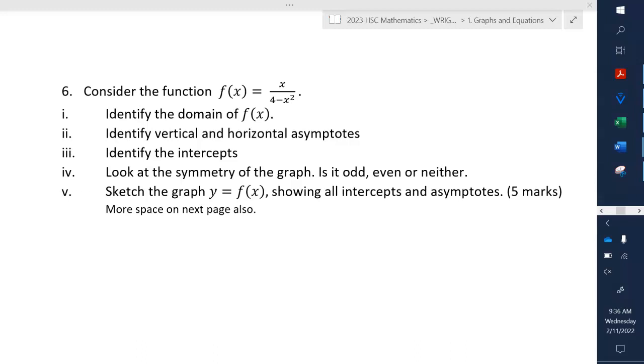And there were a few people who showed no working out at all. So I need to see the working out in order to get you those marks. So let's pop these answers down the side. Identify the domain of x.